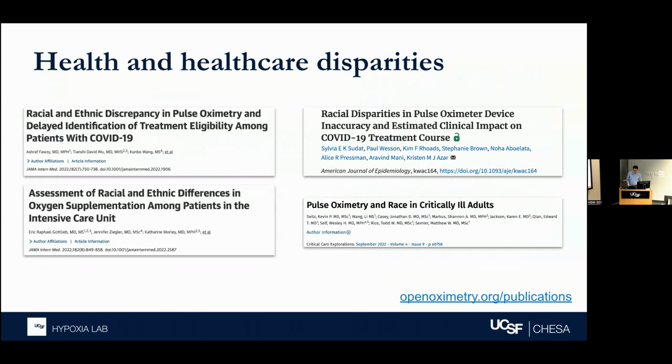This is an area of real growth in research. So in the past 2 years, there's been more papers published on this than in the past 2 decades. Overall, studies showed racial and ethnic discrepancy in pulse oximetry, leading to longer wait times to supplemental oxygen treatment and delay or omission of treatment of things like corticosteroids, and amongst other outcomes.